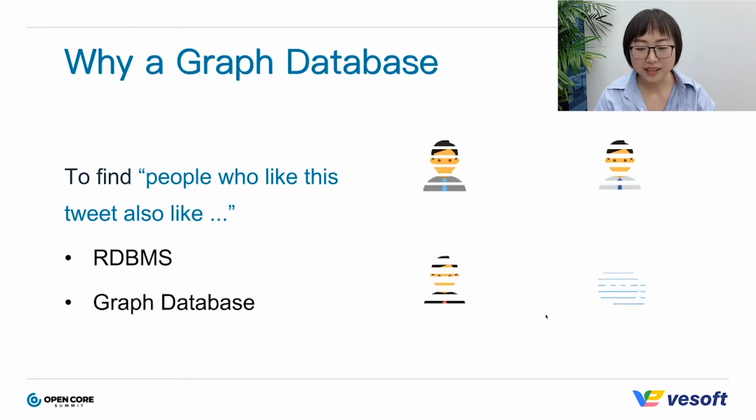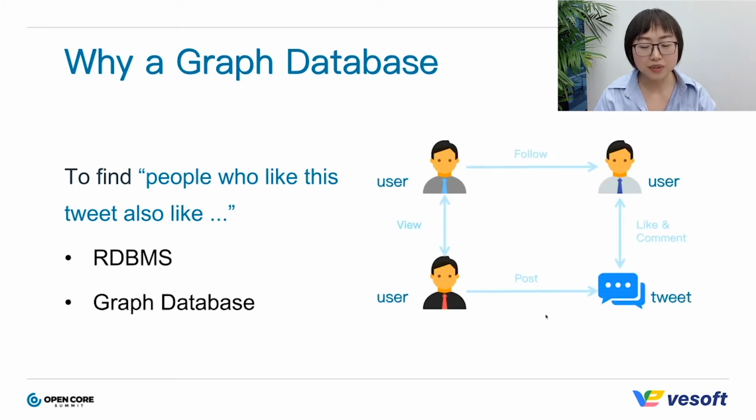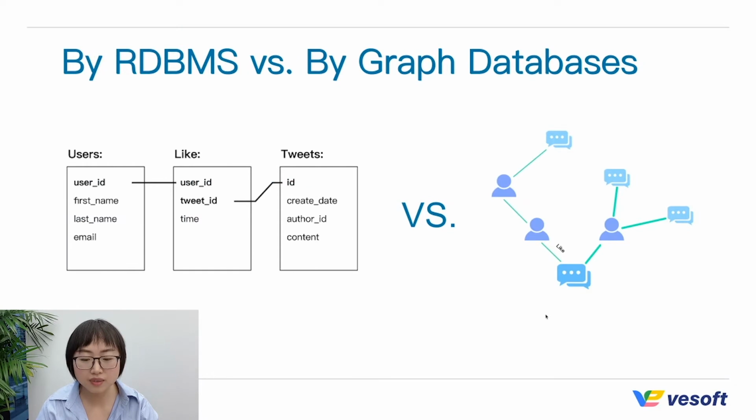Why do we need a graph database? Consider the social network scenario shown here. There are two kinds of entities, users and tweets. A user can follow other users. They can also post a tweet, like or comment on other people's tweets. In order to find people who like this tweet also like, for relational databases, usually one has to join the like, user, and tweets tables, as data are organized in tables and rows. However, the join is heavy, especially when the dataset is large, and it results in poor performance. Relational databases are poor at handling relationships.